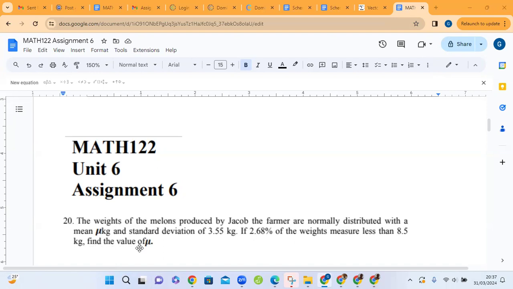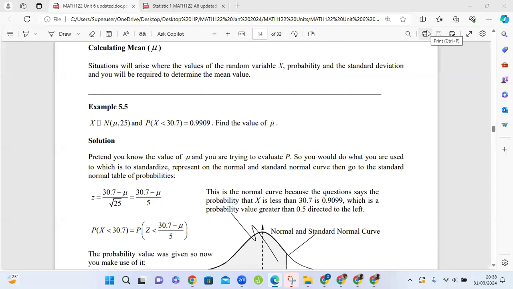So this is a situation whereby mu is the unknown. So we can use unit 6 as a starting point to approach such a question. On page 14 in unit 6 is a section that deals with calculating the mean mu for a normal distribution, provided that you have some information given. It says situations will arise where the values of the random variable x, the probability and the standard deviation will be provided to you, and you will be required to determine the mean value, the population mean.